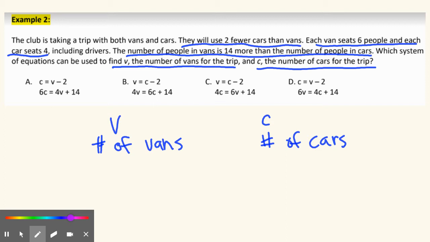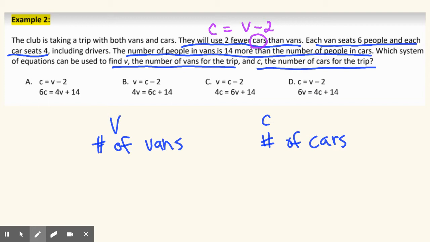All right, so let's look at the second sentence. They will use 2 fewer cars than vans. So we have to ask ourselves, what is this describing? Is this describing the vans, or is it describing the cars? Our answer there should be that it's describing the cars, because they're going to use 2 fewer cars than they are vans. So that means that we need to know how many vans there will be, and then subtract 2 from that to see how many cars were actually there.